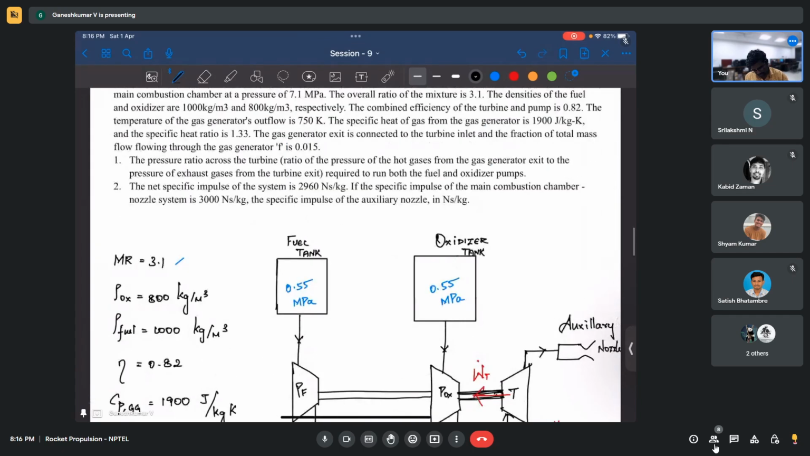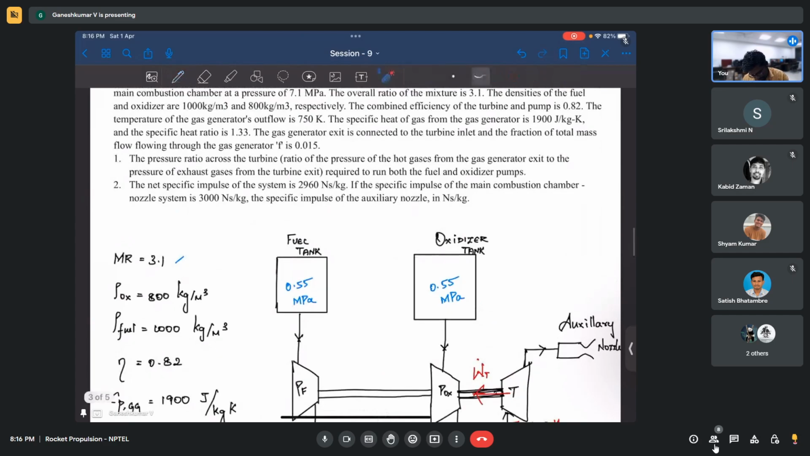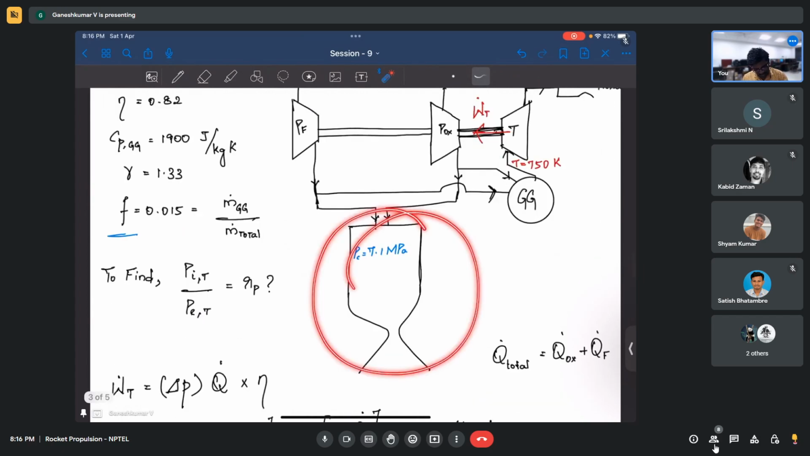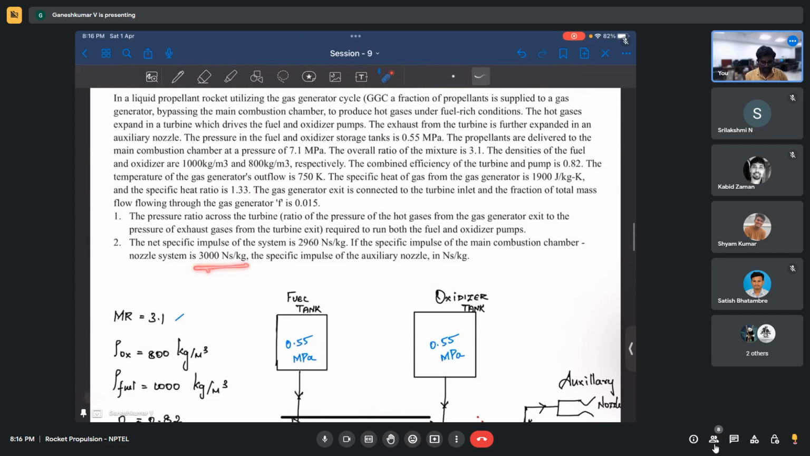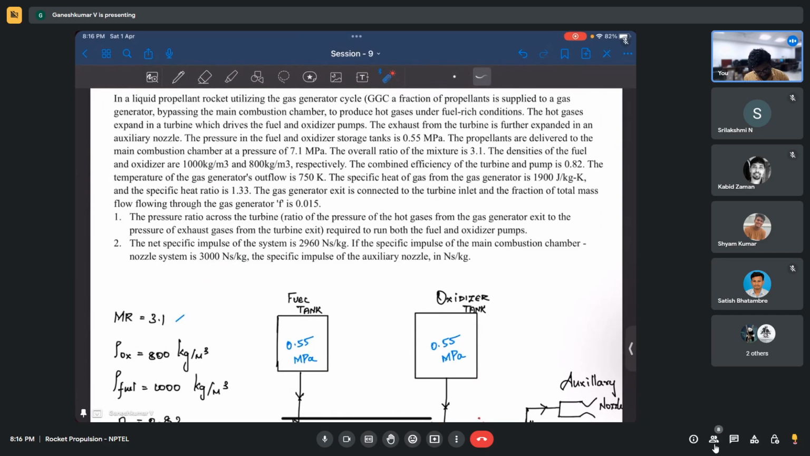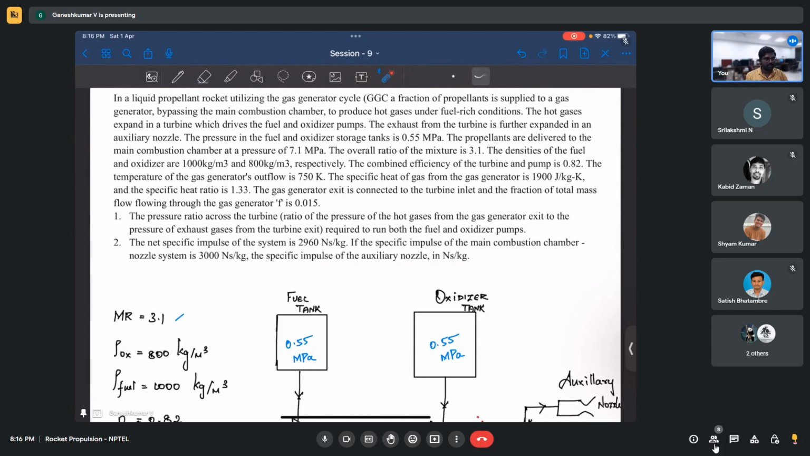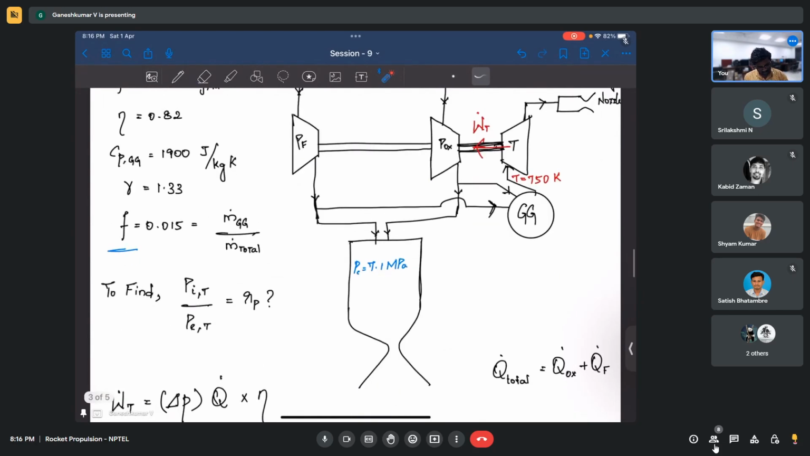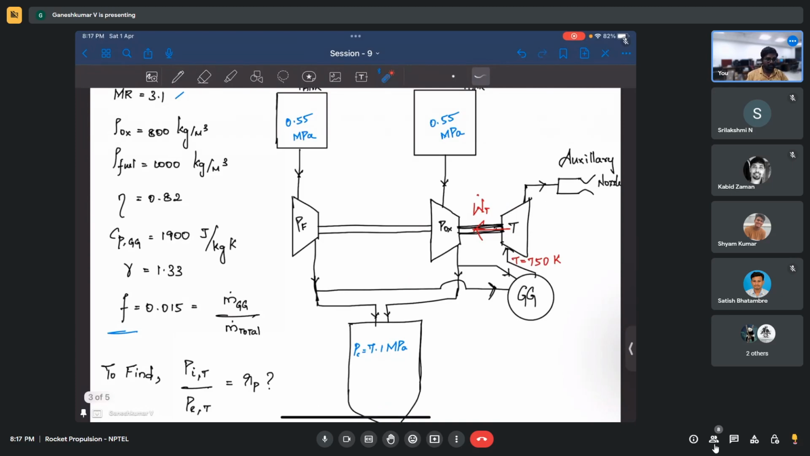That is important. And then the second question is, the net specific impulse of a system is 2960. This is the specific impulse of this entire cycle. And if the specific impulse of the main combustion chamber nozzle system is 3000 meter per second, what is the specific impulse of the auxiliary nozzle? So we have two nozzles, right? In both the places we are going to get some thrust. So specific impulse also depends on both the nozzles.